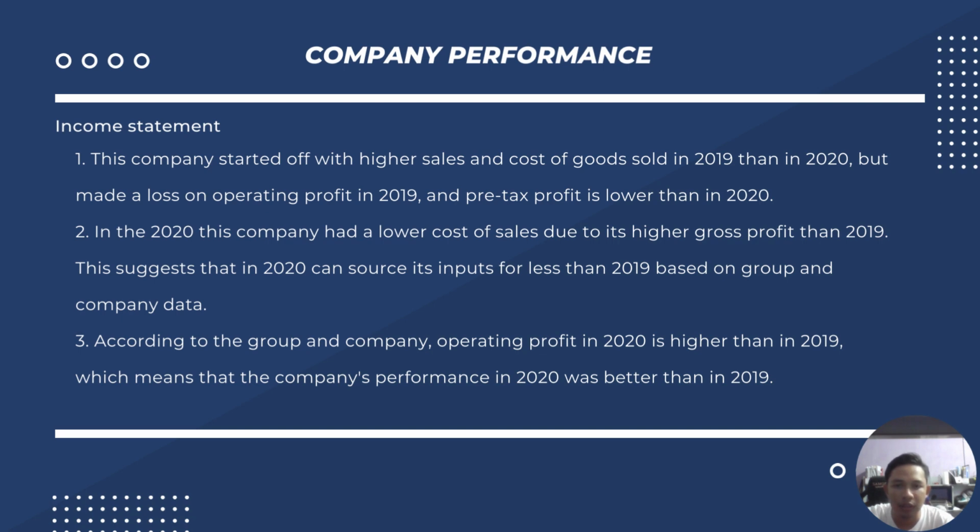In 2020, this company had a lower cost of sales due to a higher gross profit than 2019. This suggests that in 2020 it can source its input for less than 2019, based on group and company data. According to the group and company, operating profit in 2020 is higher than 2019, which means that the company performance in 2020 was better than in 2019.